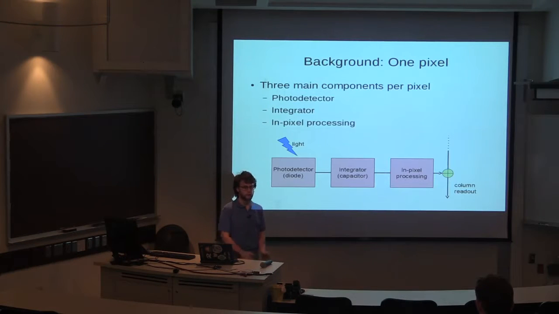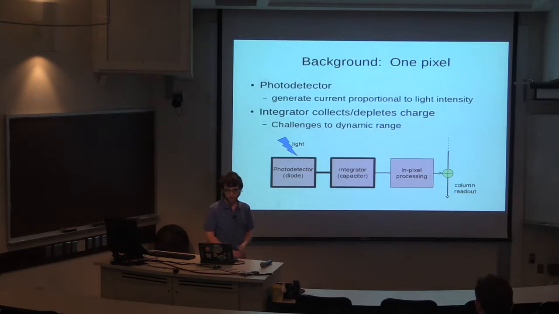Each pixel is going to have 3 major components to it: the photoreceptor, an integrator, basically a capacitor, and then some sort of in-pixel processing. The photodetector is basically photosilicon, and it's allowing you to take light in and convert that into electrons. And then that gets pushed off to the integrator.